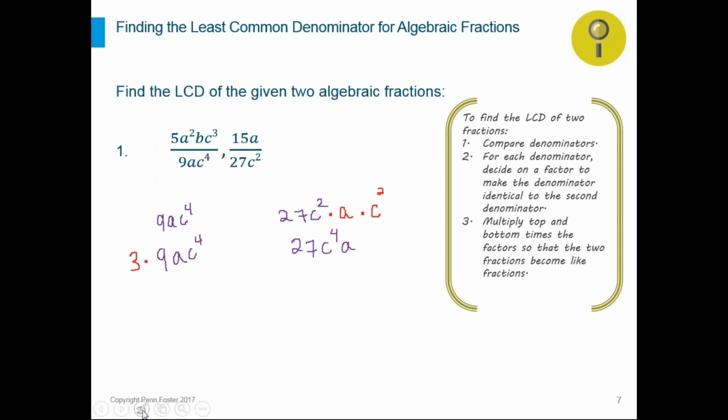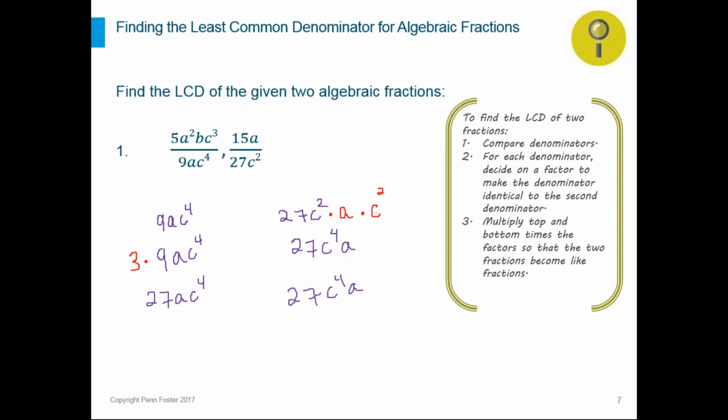Okay, let's rewrite the denominators and see if we are ready to use them. So I have 3 times 9 is 27ac to the fourth, and the second denominator is 27c to the fourth a. You know, with multiplication, if I say c to the fourth times a, or a times c to the fourth, it's the same. 1 times 2 is the same as 2 times 1, and so on. So those denominators now are identical.